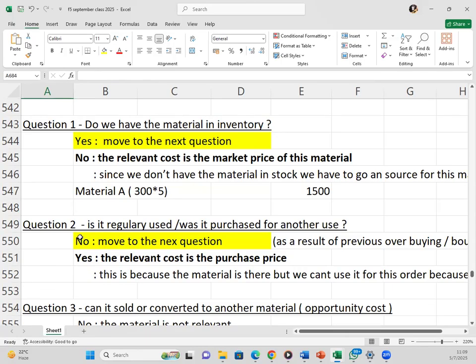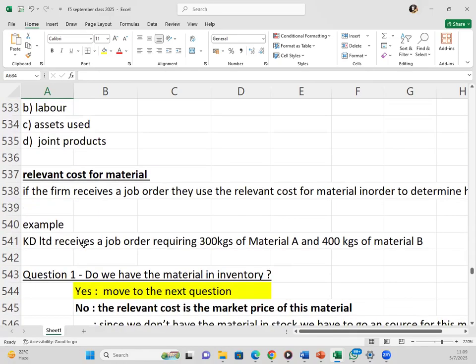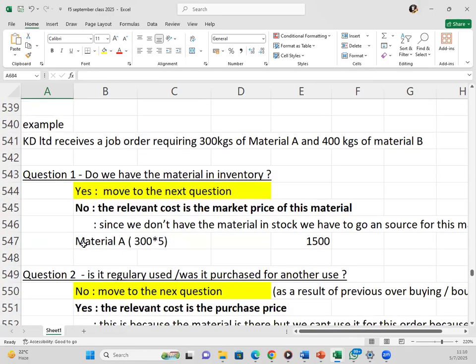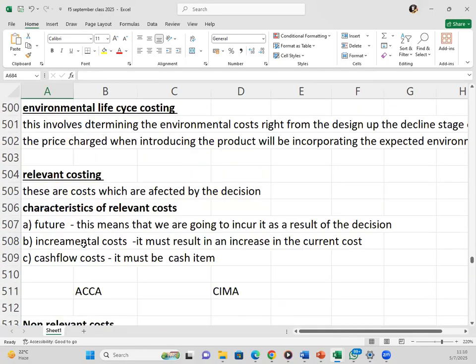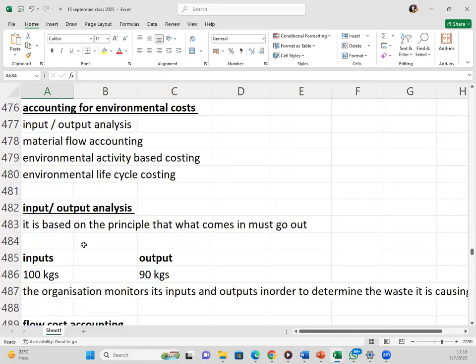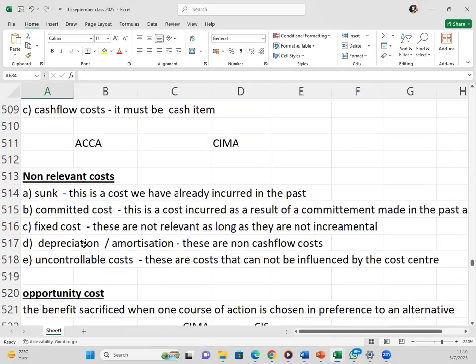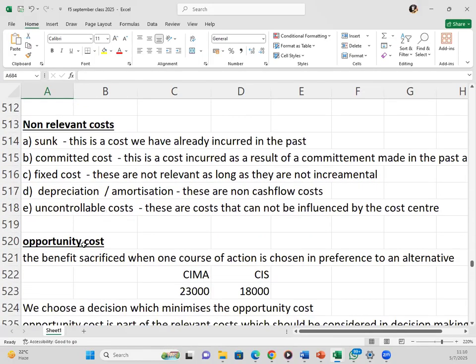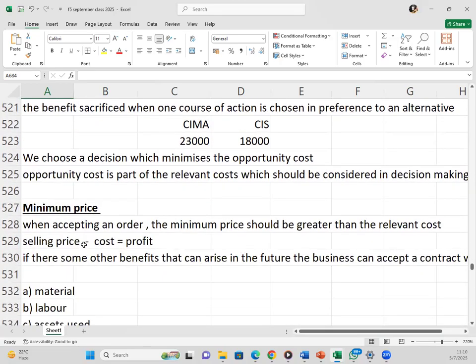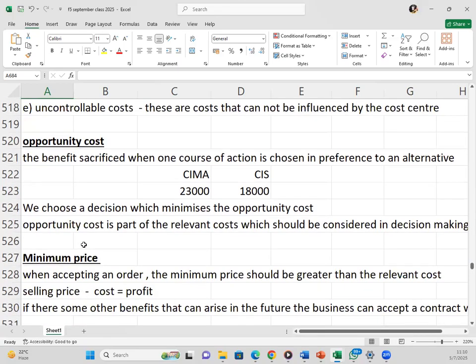So we did mention that a cost is relevant if it's future, and also if it's going to result in an outflow of money. Then we also talked about sunk costs, committed costs, the fixed costs, depreciation and controllable costs. We also did mention the opportunity cost. The opportunity cost is the benefit of the next best foregone alternative.